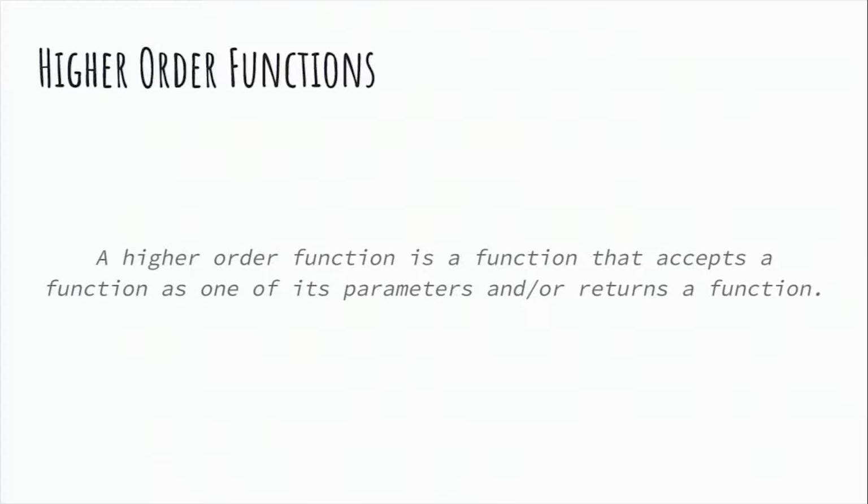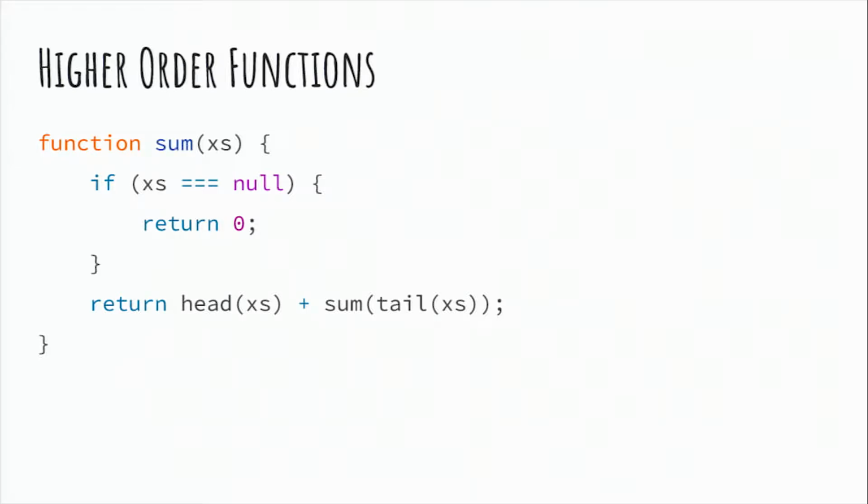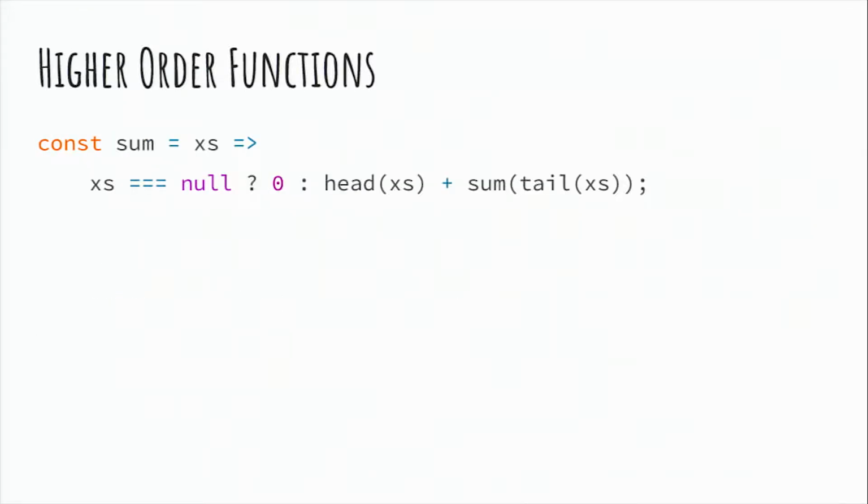Higher order functions are defined as functions that accept a function as one of their parameters or return a function. So we had some code in PHP. I will switch to JavaScript, especially ECMAScript 6, because it has a nice fat arrow syntax. And our code will look pretty ugly if we keep continuing in PHP. So this is the same sum function. It's not tail recursion, it's a regular recursion.